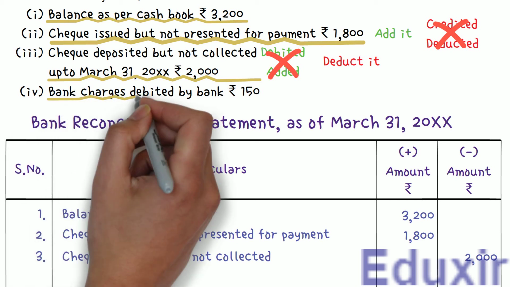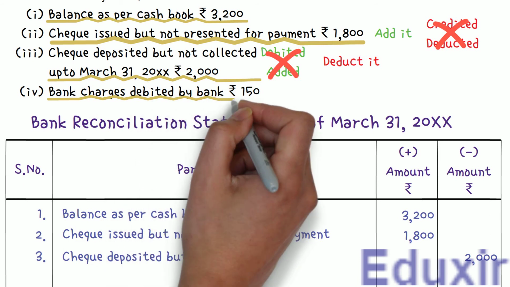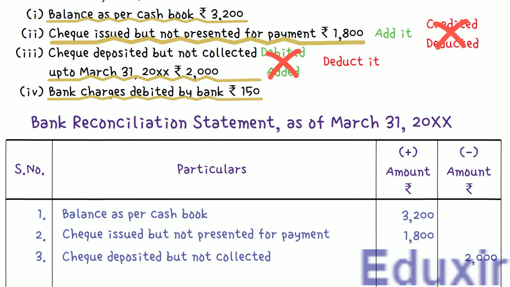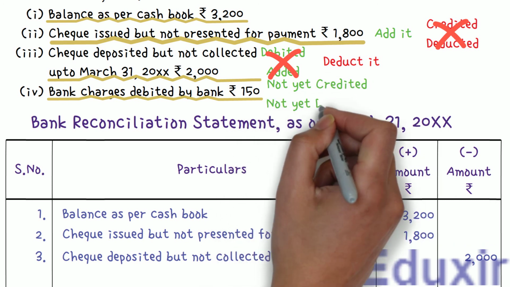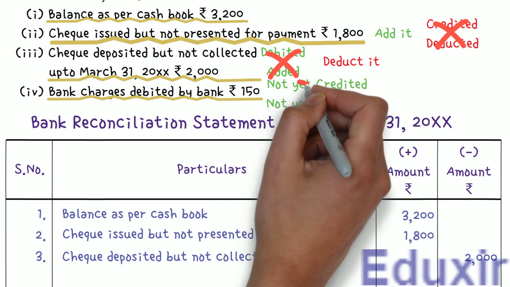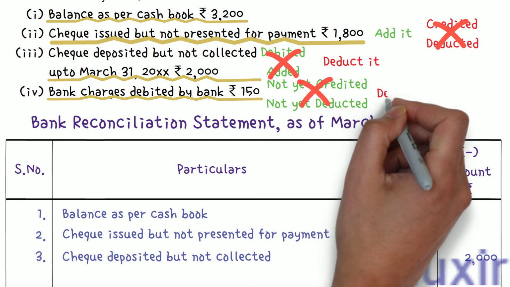Here it is given that 150 rupees of bank charges are debited by the bank. This is caused by the timing difference in recording of the transaction. When the bank charges are debited by the bank, the firm knows about it only when the bank statement is received. In other words, these charges are not yet deducted in the cash book. So we need to deduct them now.